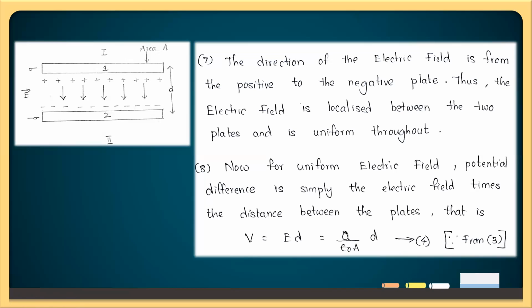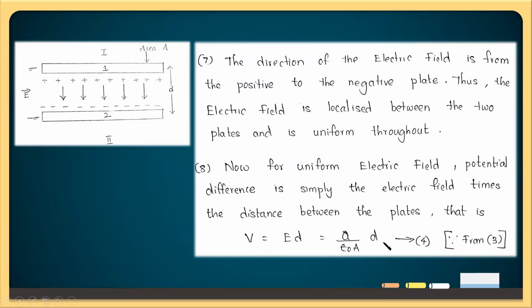Therefore, V is equal to E into D. That means potential between the plates is equal to electric field times the distance between the plates. In simple, what we can say, V is equal to E into D.